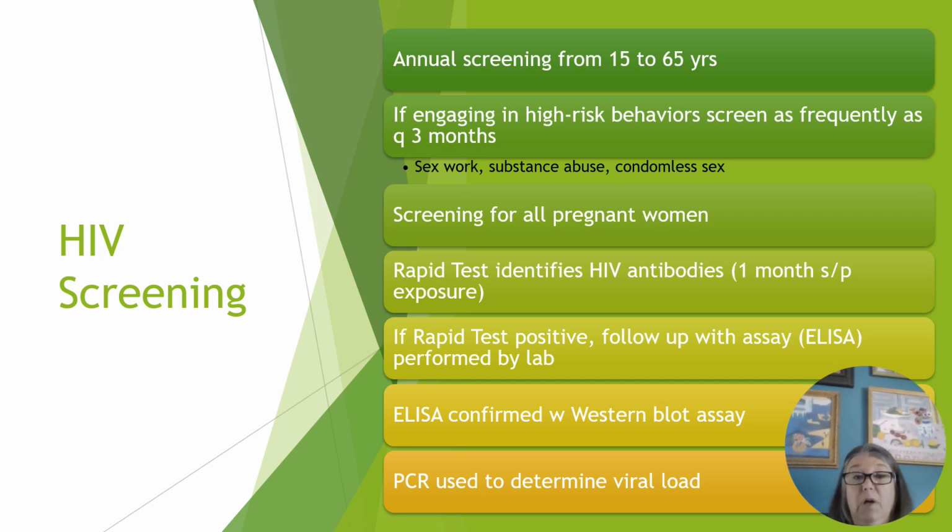Now remember, we want to repeat these tests. We repeat them in 3 to 6 months, because just because I have initial exposure, I don't get antibodies right away. That's a process. So I may test negative. So I do want to go for a retest if I really think I was potentially exposed.